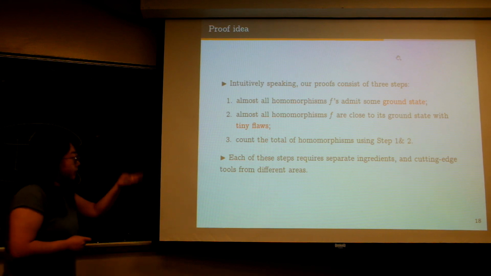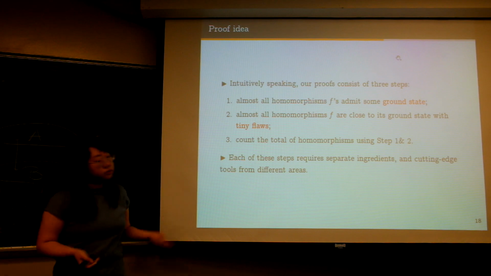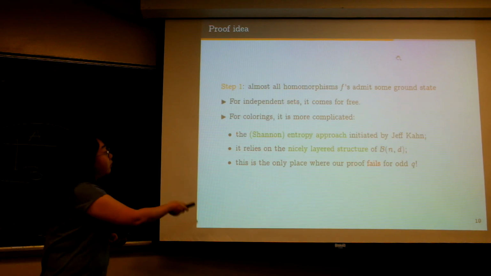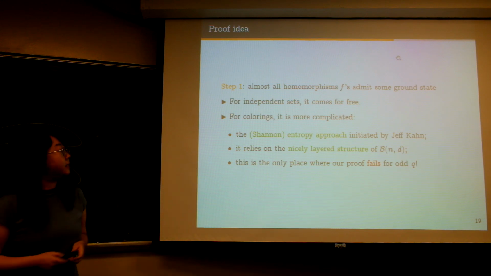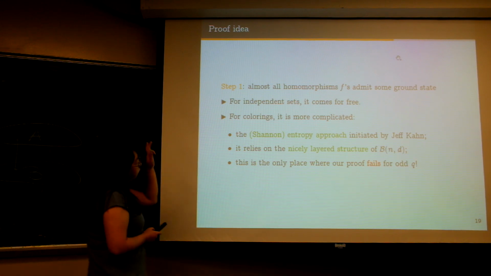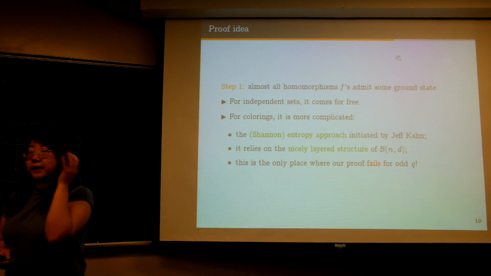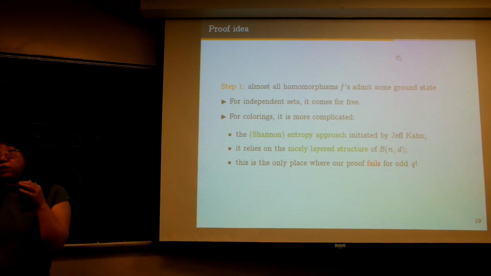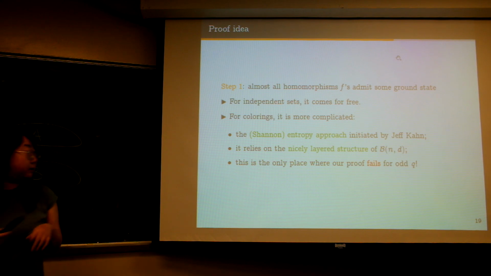And each of these steps indeed requires separate ingredients and different tools from even different areas. So again, I'm going to quickly go through. Step 1, setting up the ground states. Somehow for independent set, this part is kind of easy. It comes basically by some double counting. You clearly just do one, you have two ground states, right? One from the top layer, one from the bottom layer.